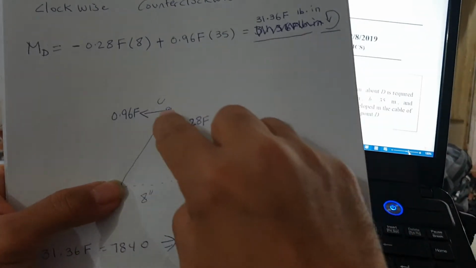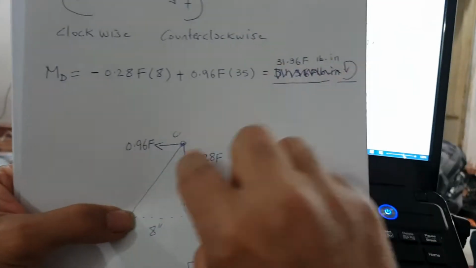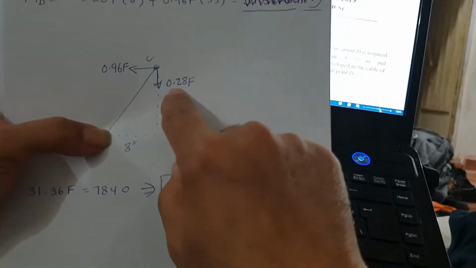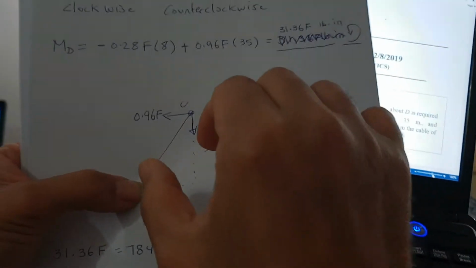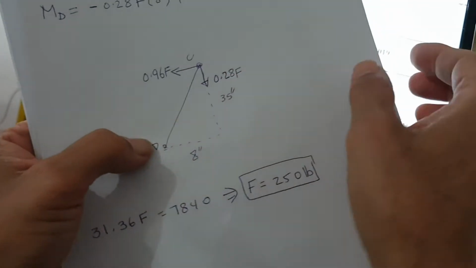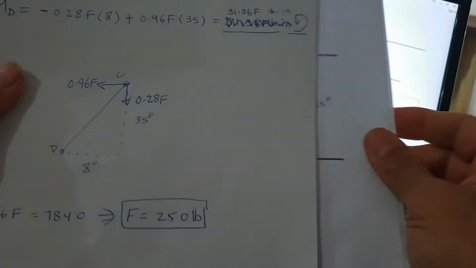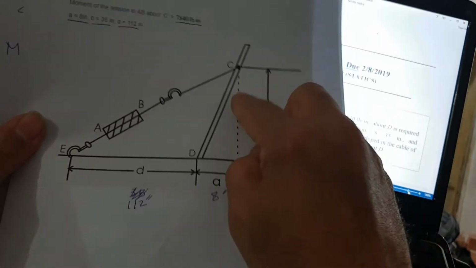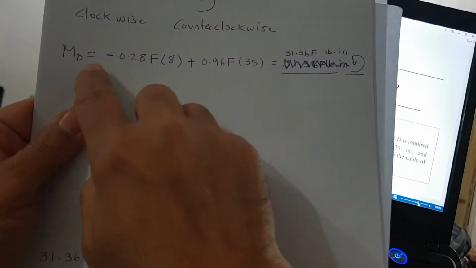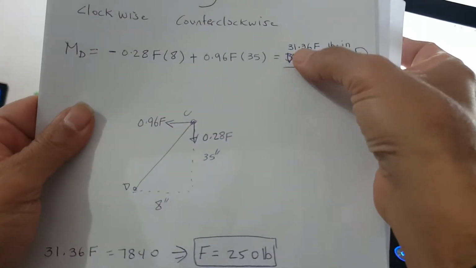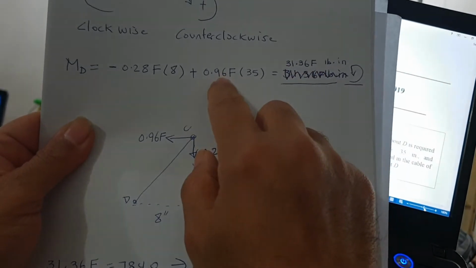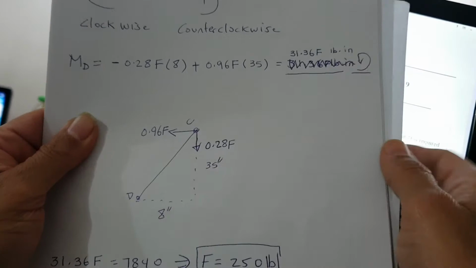And how about this one? If you have a nail at point D, this is going to push the bar clockwise. Clockwise means negative. Minus 0.28 F times, what is the perpendicular distance between the force and point D? Looking at the force and D, you can see it's 8 inch. So this is times 8. So this is the moment at D, 31.36 F if you just add them up together, and it's going to be positive, in pound-inch.